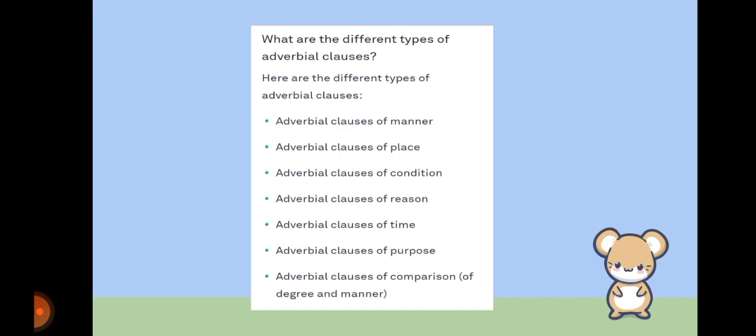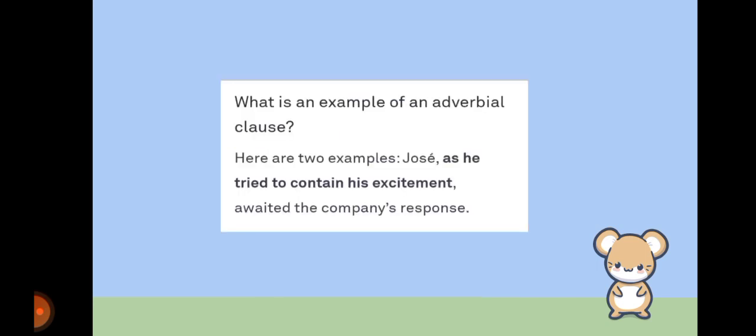Adverbial clauses of manner, adverbial clauses of place, adverbial clauses of condition, adverbial clauses of reason, adverbial clauses of time, adverbial clauses of purpose, and adverbial clauses of comparison and degree. What is an example of an adverbial clause? Here are two examples. Josh, as he tried to contain his excitement, awaited the company's response.